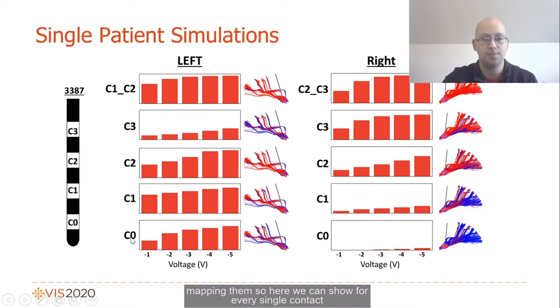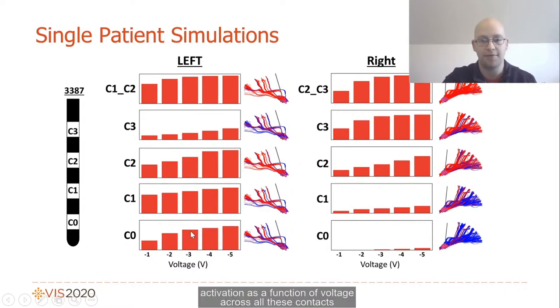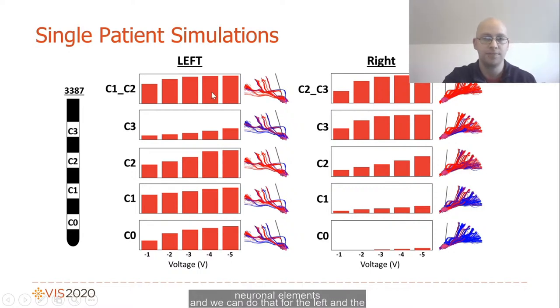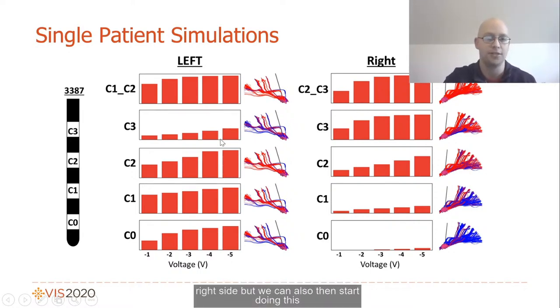So here we can show, for every single contact that you might turn on, given a certain position, we can sweep across all the voltage amplitudes that are reasonable and make predictions about the percentage of fiber bundle activation as a function of voltage across all these contacts. And then we can start mixing and matching combinations of contacts to create unique configurations to see if those can do a better job at activating these neuronal elements. And we can do that for the left and the right side, but we can also then start doing this and plotting it for each lead trajectory that is tested.